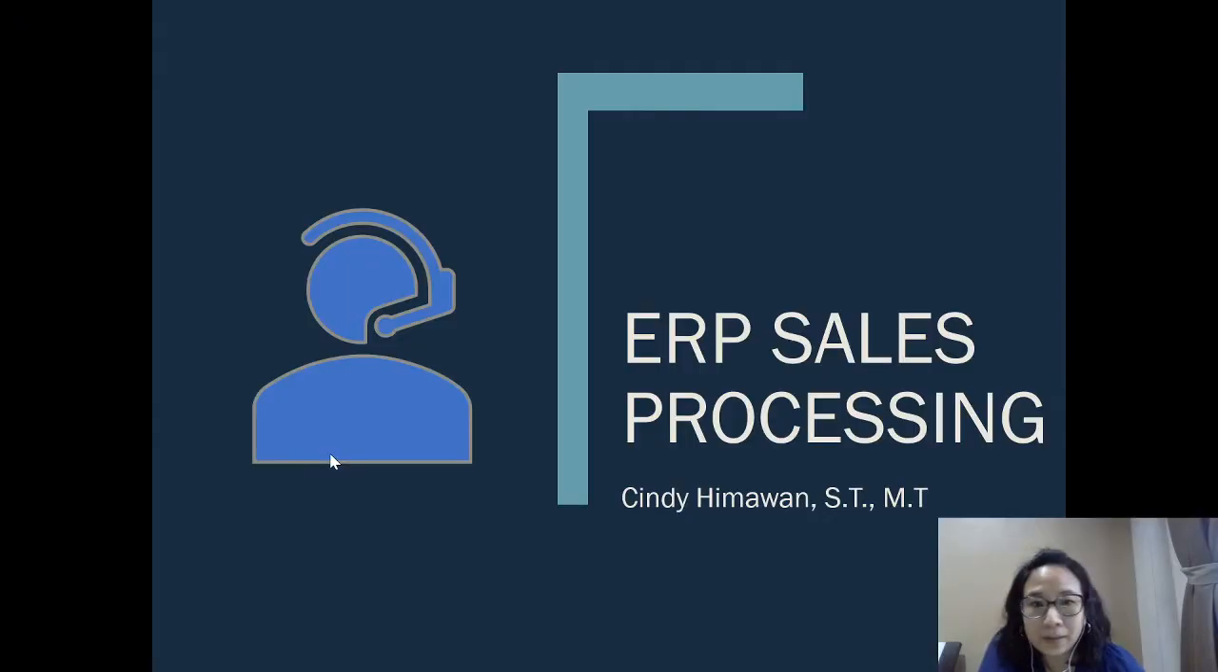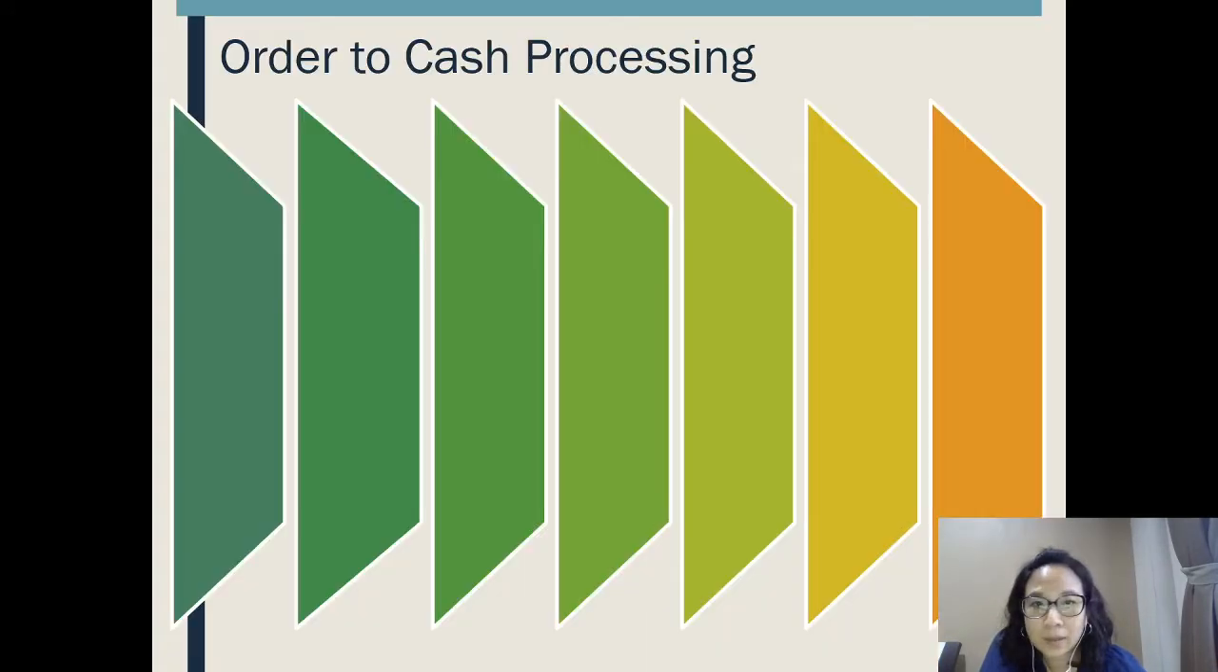So today's topic is about sales processing. Okay, let's start. Sales processing will also be called order to cash, because the process starts from the customer order until the customer payment. That's why it is also called order to cash, or OTC.